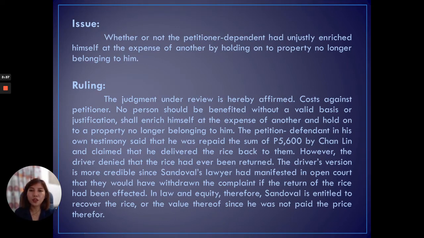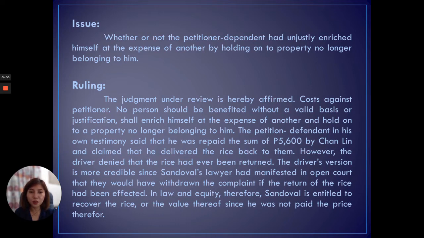Issue: whether or not the petitioner-defendant has unjustly enriched himself at the expense of another by holding on to property no longer belonging to him. Ruling: the judgment under review is hereby affirmed. Costs against petitioner.